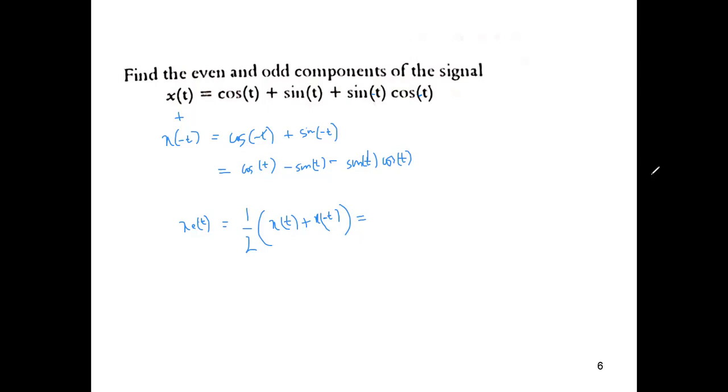Somebody answer me this. Sir, the answer is cos t. Final answer is cos t. Correct, because cos t plus cos t, 2 cos t divided by 2, is cos t. Sin and sin got cancelled. This term also got cancelled. So the even component is cos of t.